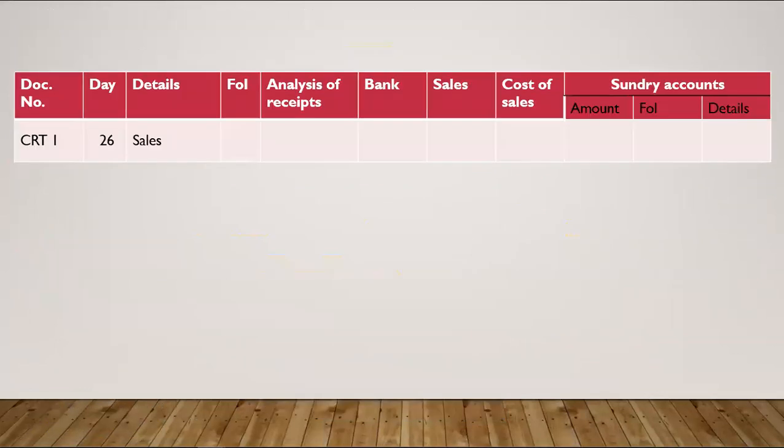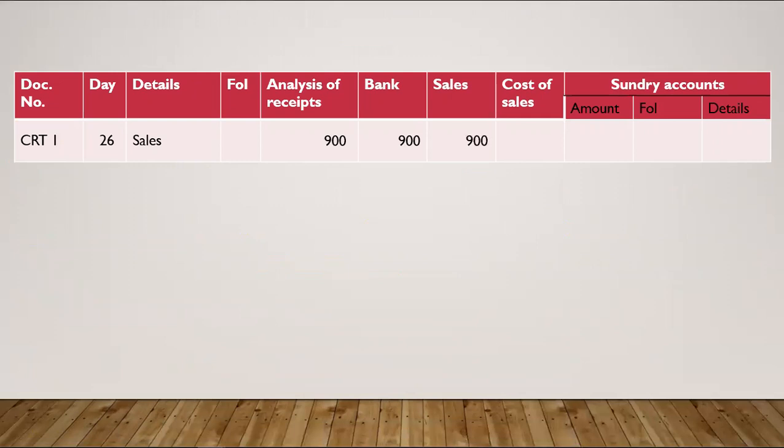What I'm going to do, the cash part will be recorded in the CRJ. I'll have CRT1, day will be the 26th, and the details, you can write sales or you can write the person that we sold the goods to, and that person was Biscosana, if I'm not mistaken. Yes, it was Biscosana. You can write Biscosana there. Under analysis of receipts, it will be 900. If a receipt is issued, you need to record the amount under analysis of receipts. If it was a direct deposit or payment by EFT, obviously that will go straight under bank. You don't need to have analysis of receipts. Under bank, we will have 900. Under sales, we will have 900.